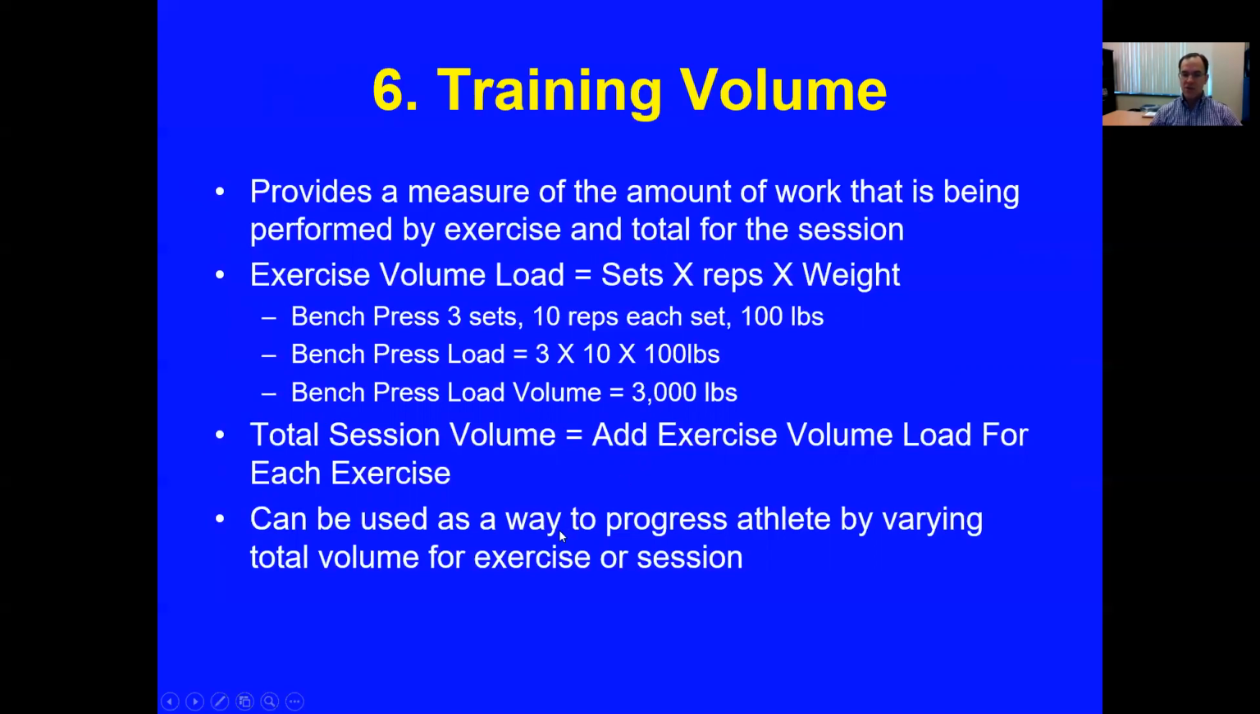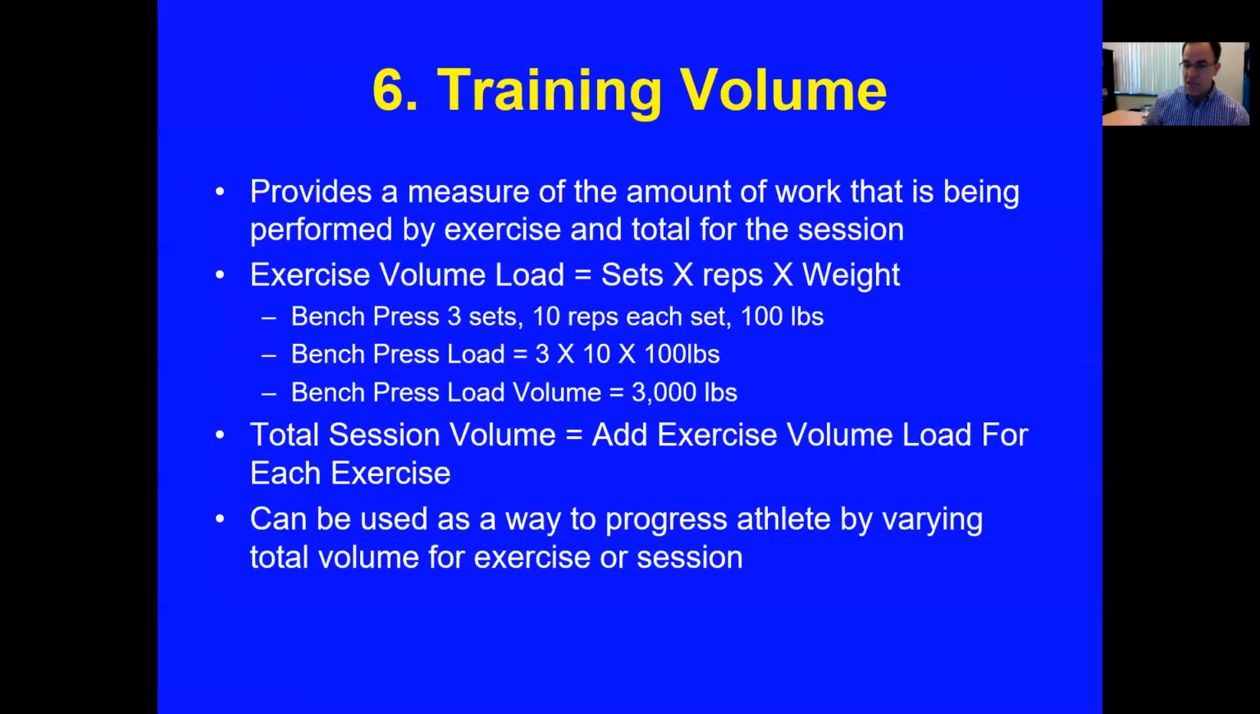And it can be used to progress athletes by varying total volume for the exercise session. So for example, you may want to keep the individual at a total volume of, let's say, 50,000 pounds lifted, but you could then vary the amount of weight that they do for upper body versus lower body. If you want to increase their volume for upper body, let's say they want to focus more on upper body, but you still want to keep the total weight lifted for the exercise, well, that means you would need to decrease the amount of weight for their lower body. So those are ways that you can use progression.